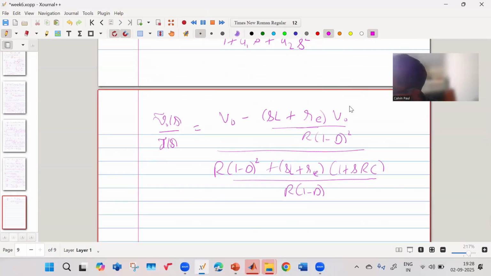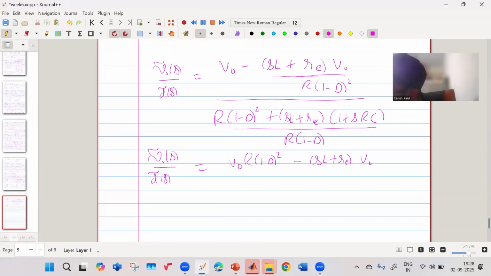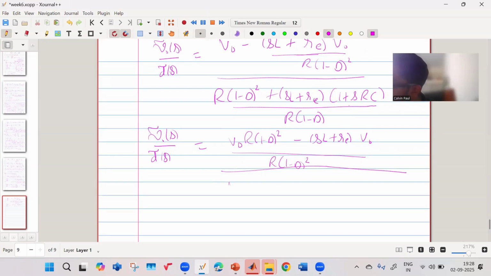Now, this R, let us take it in the numerator. So we get V output tilde of S by D tilde of S is equal to V output R into (1 minus D) square minus SL plus RE, into V output into R into (1 minus D) square by R into (1 minus D) square plus SL plus RE into 1 plus SRC by R into 1 minus D.